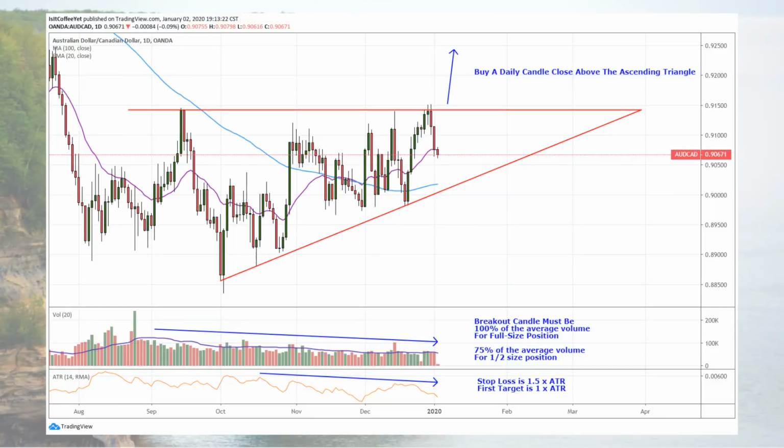Remember our daily Australian dollar, Canadian dollar trade plan here. We're going to buy a daily candle close above the ascending triangle. If the volume is not quite average, go half size as long as it's at least 75% of the average. Your stop loss is 1.5 times the ATR and your first target is 1 times the ATR. And remember to click the link below to the trade management video for more details.